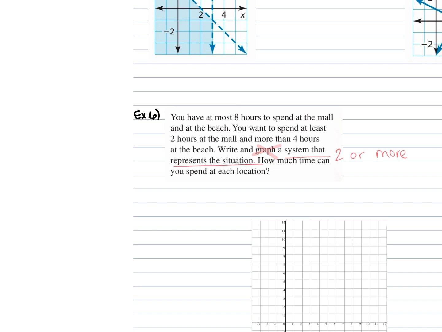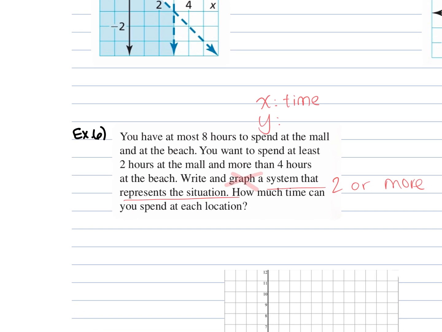What is the first thing I do for word problems, peeps? My x and my y. So I'm going to make x something, I'm going to make y something. You don't have to use x and y, but we will for now. What should x represent? What are we trying to find? Or what is unknown? Time for what? Okay, so x should be the time for what? The mall, time at mall. And y would therefore be the time at the beach.